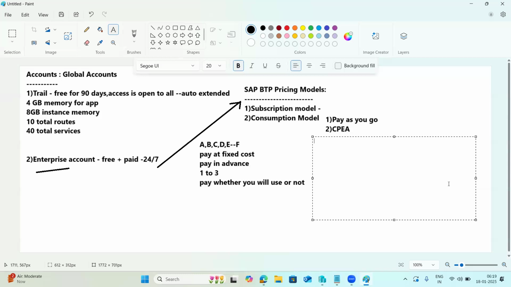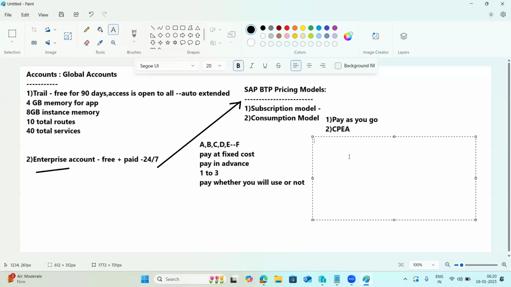So here pay only when you use it. Don't pay if you are not using, no need to pay here. That is the consumption based model. Consumption means if you are consuming, then only you have to pay. If you are not consuming, then you no need to pay. So here they have split the licensing model into two types, pay as you go and CPEA, Cloud Platform Enterprise Agreement. So pay as you go means no upfront investment.